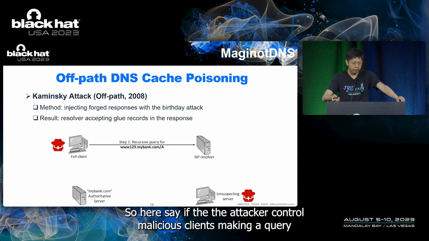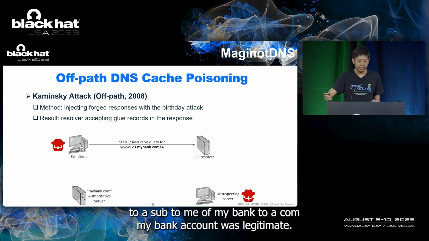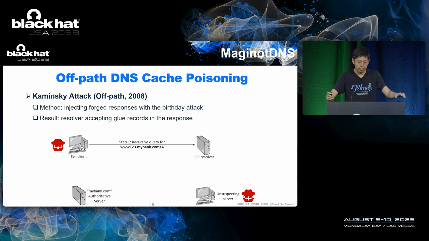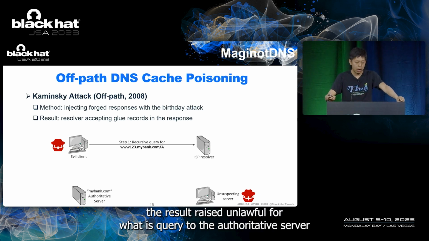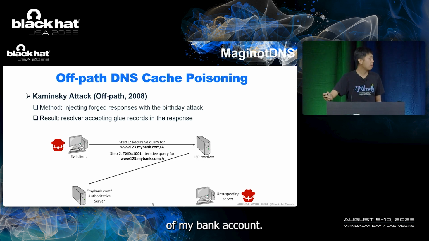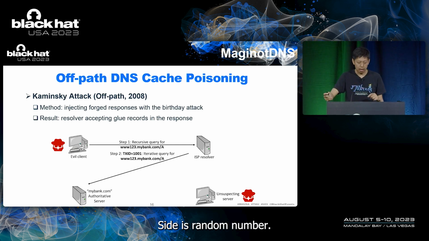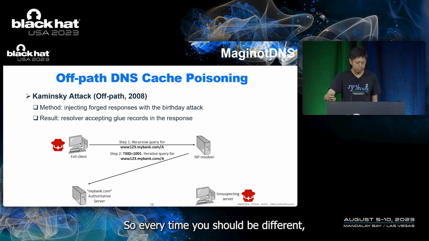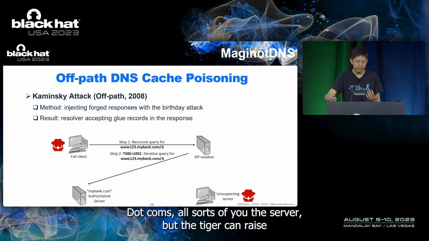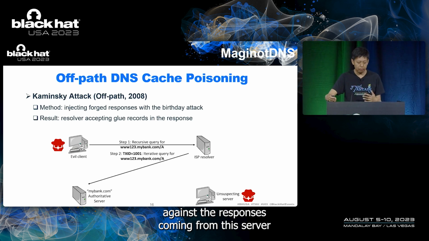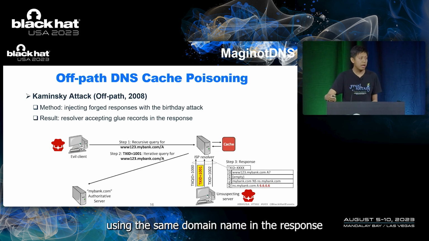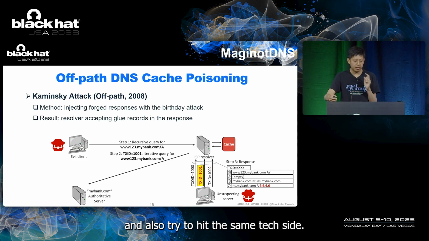Say the attacker controls malicious clients making a query to a subdomain of mybank.com. Mybank.com is legitimate, so the resolver is going to forward this query to the authoritative server of mybank.com. In this request, there will be a random number attached called TXID. It's a random number, so every time it should be different. The attacker cannot control mybank.com's authoritative server, but the attacker can race against the responses coming from this server, using the same domain name in the response, and also try to hit the same TXID.